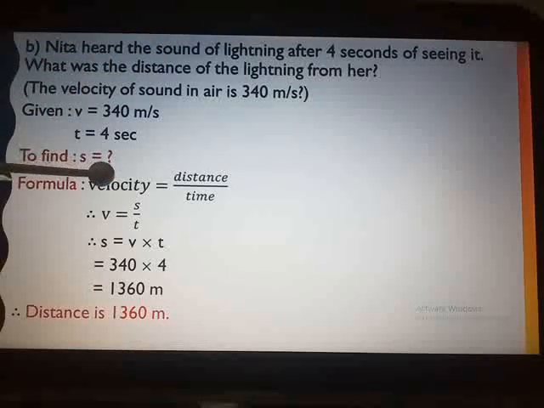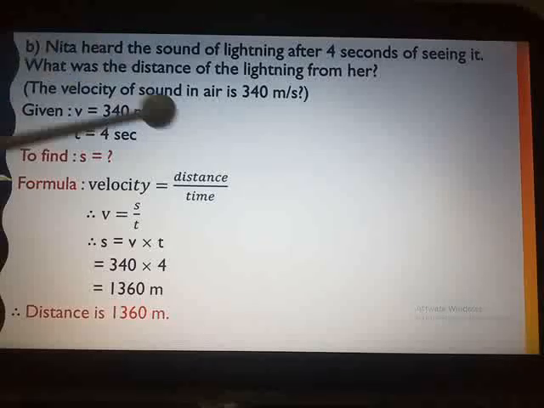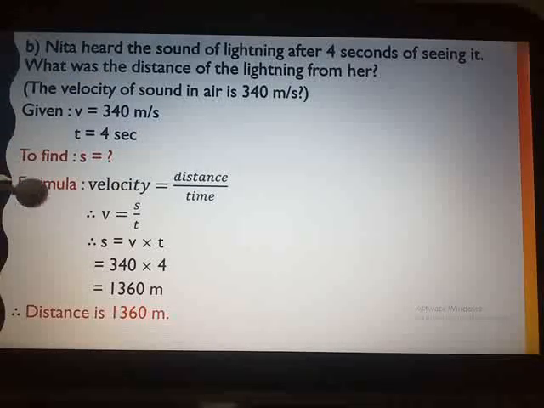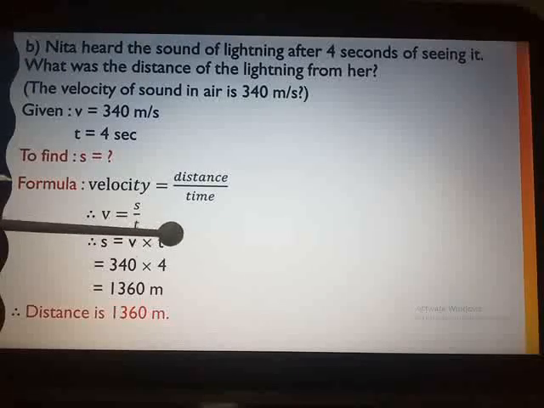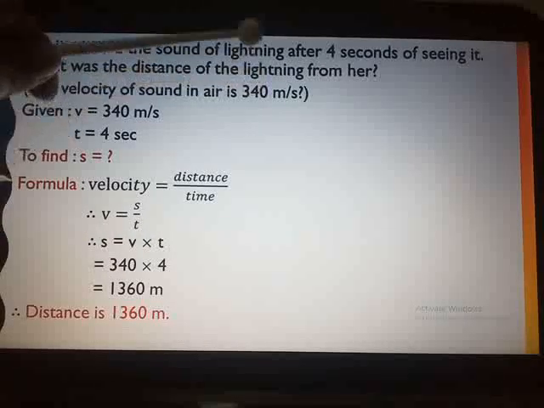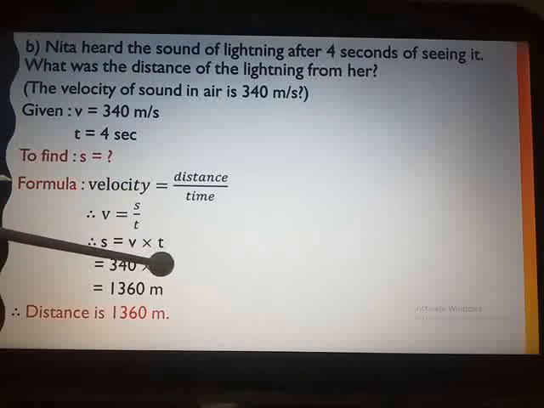So very simple, velocity is equal to distance upon time. This formula you have seen how it was applied in solved examples. So same formula, velocity is distance upon time. So V is equal to S upon T. You have to find the distance. So velocity multiplied by time. So S is equal to V multiplied by T. 340 is the velocity. 4 is the timing. So multiply by 4. Answer is 1360 meters. Very simple sum, and the weightage for the sum is 2 marks.